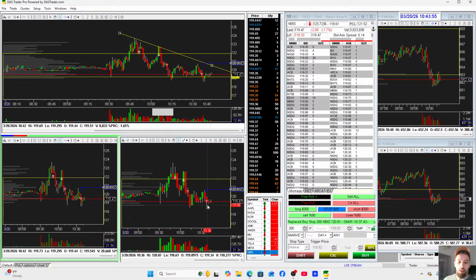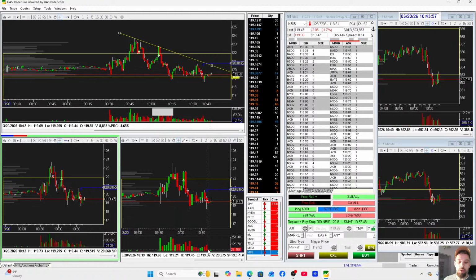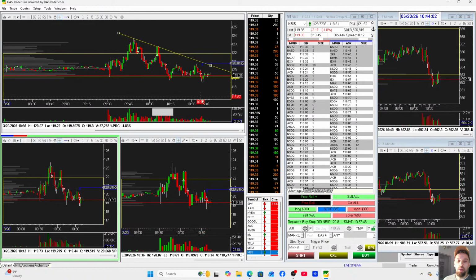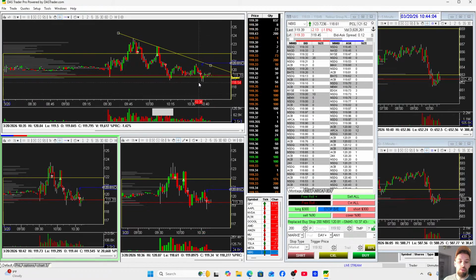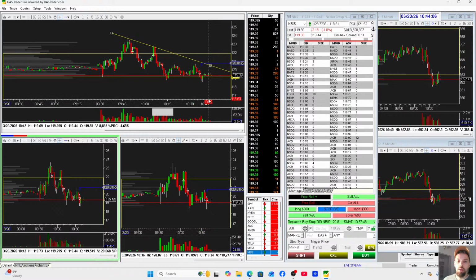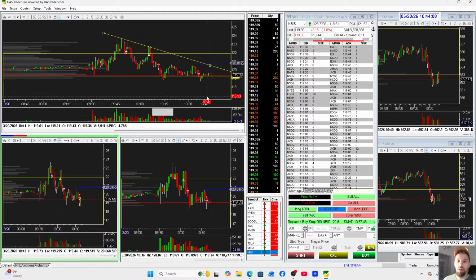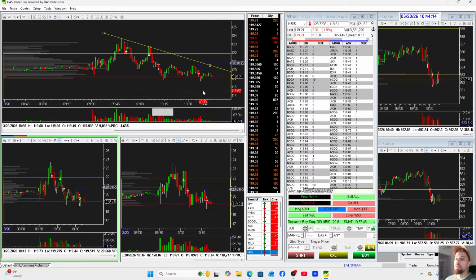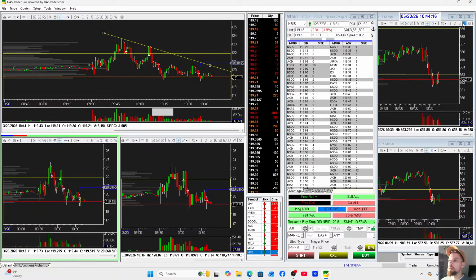Look at this 3 minute. Look at that previous 3 minute. Look at that volume. The landslide is about to happen if it's going to happen. This volume is very, very low. 15 minutes going to close here soon.